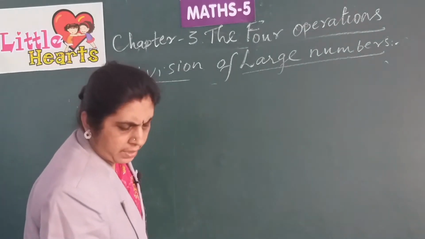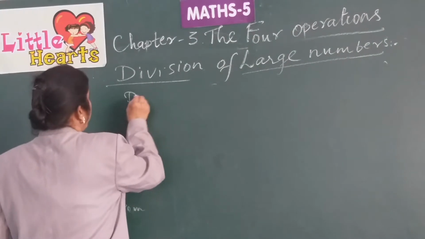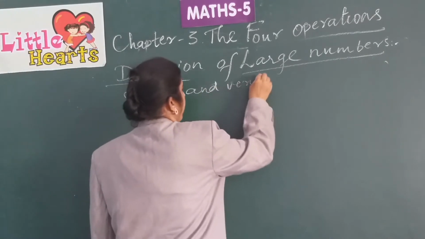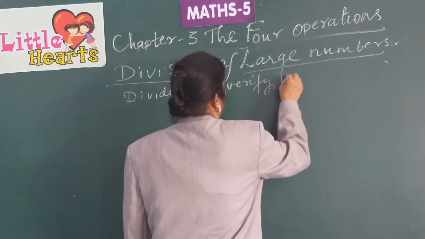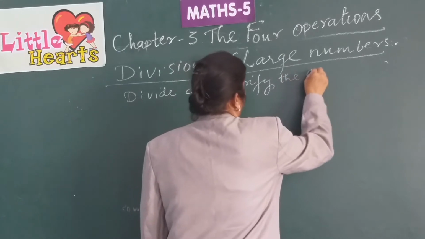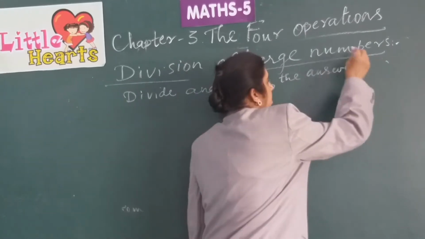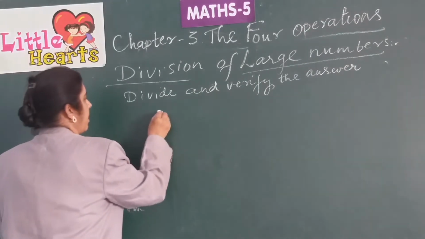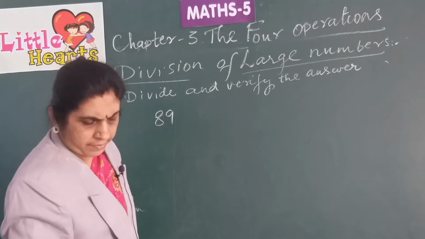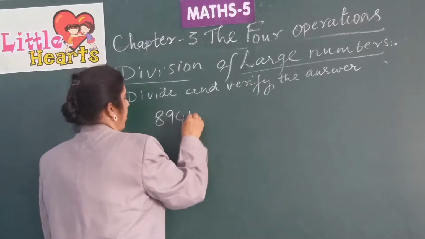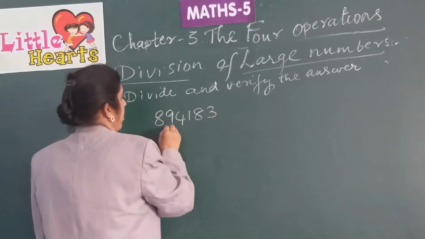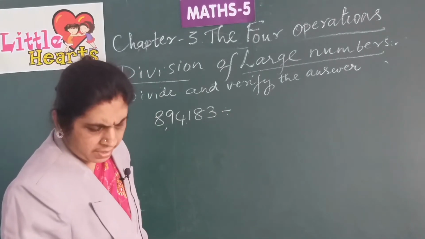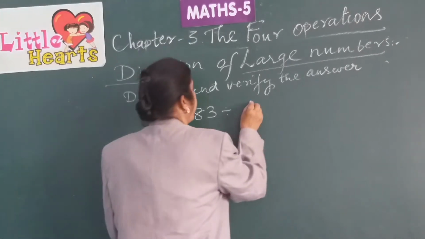Now, let us go with a problem: divide and verify your answer. You should be thorough with the tables for divisions and multiplications. 8 lakhs 94,183 divided by 96.